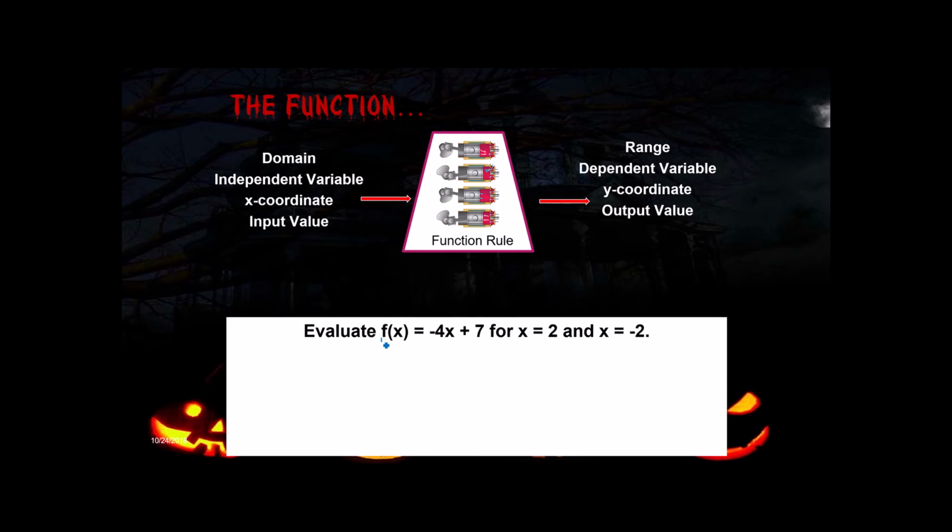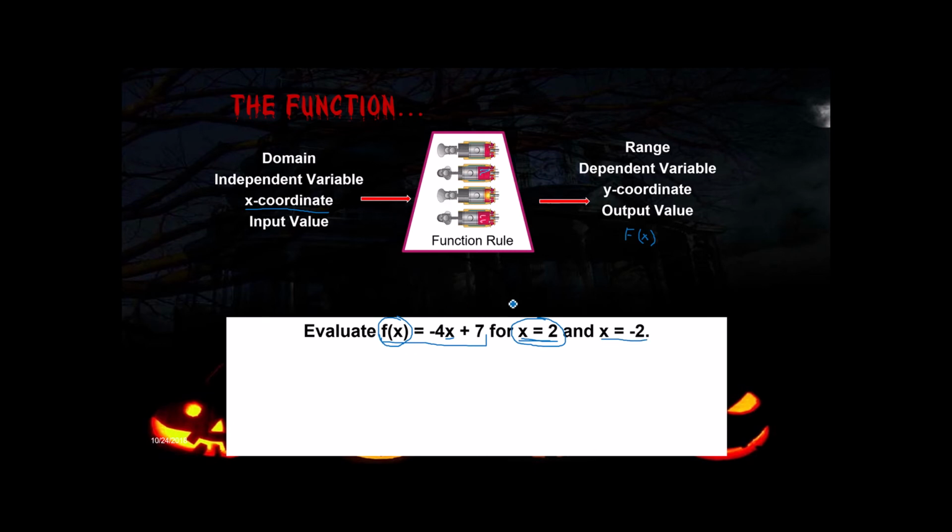But suppose I tell you what the function rule is and I give you the domain or input value. Notice this is x, so it's going to be my input. Evaluate means find the value of f of x. Remember, f of x is our output. Find the value of your output if the rule is take x, multiply it by -4, and add 7. Then it says the values we want you to put in are 2 and -2.